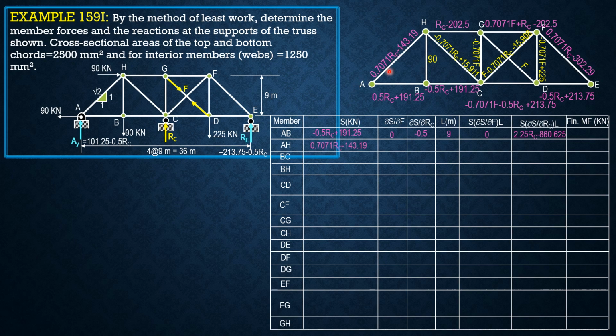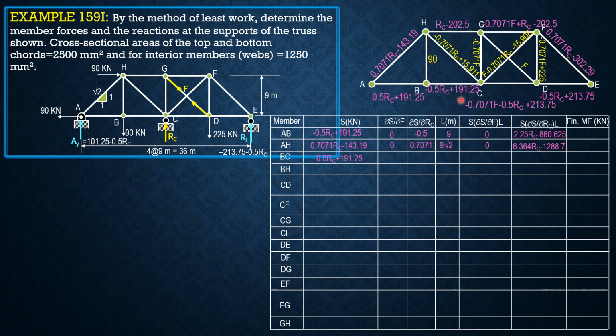For AH, 0.707 R sub C minus 140.19. Partial derivative with respect to F is 0, with respect to R sub C is 0.7071. The length is 9 square root of 2. Then the product of S, partial of S with respect to F, times length is 0 here. Then with respect to R sub C, there's a value, put it here. So 6.364 R sub C minus 1288.7.